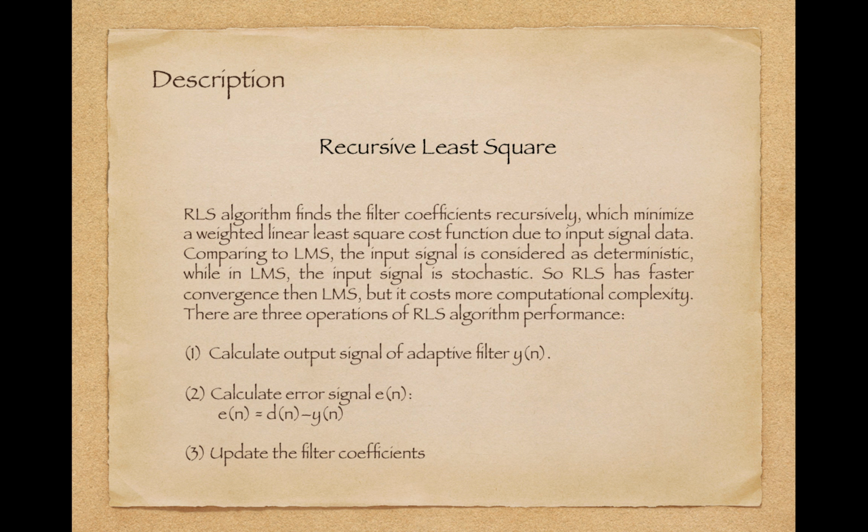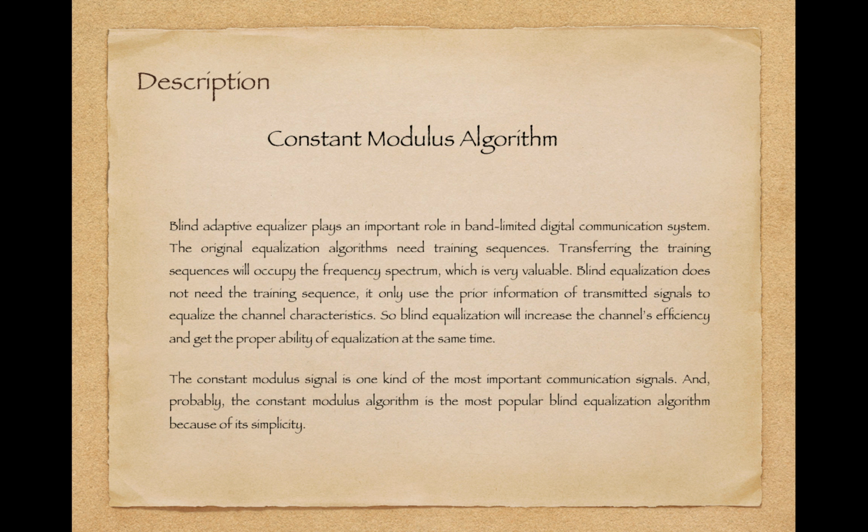There are three operations of the RLS algorithm performance. One is to calculate the output signal of the adaptive filter, Yn. Two is to calculate the error signal, En. Three is to update the filter coefficients.